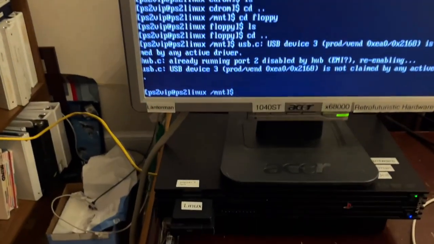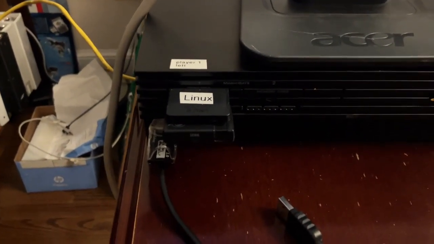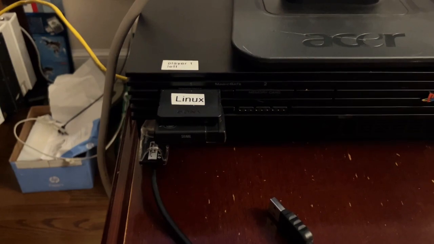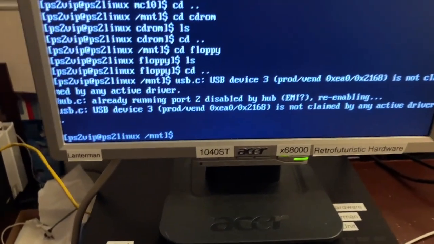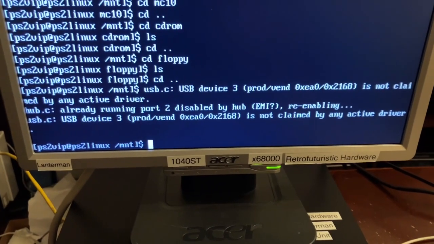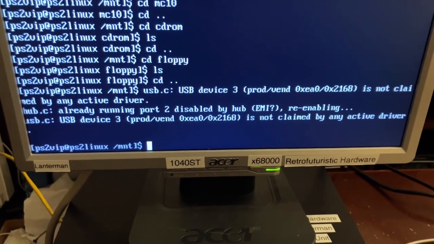And so we also tried a standard USB stick. This is a pretty old one. I think it's just 16 megabytes. I thought something older might work better. And plugging it in, I get this note about USB device 3 is not claimed by any active driver.